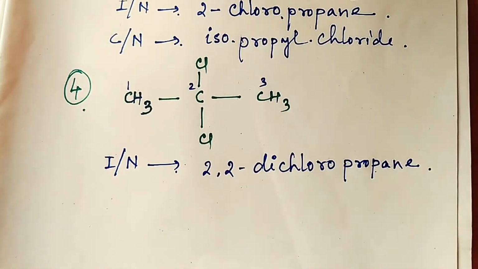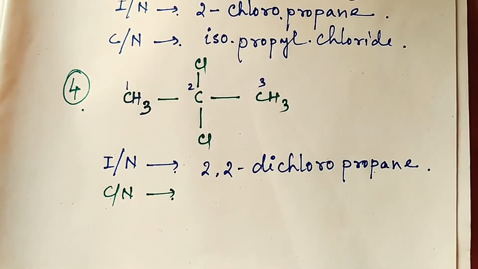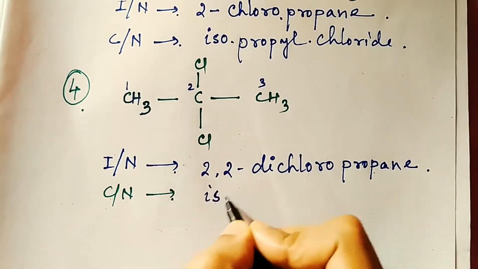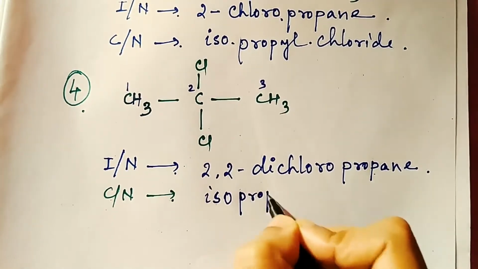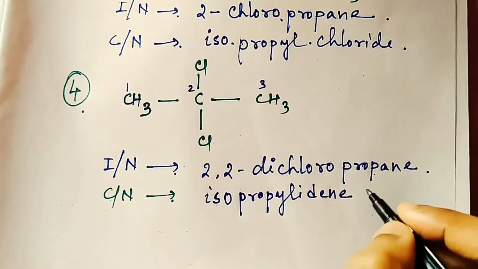Now what is the common name? The common name is isopropylidene dichloride.